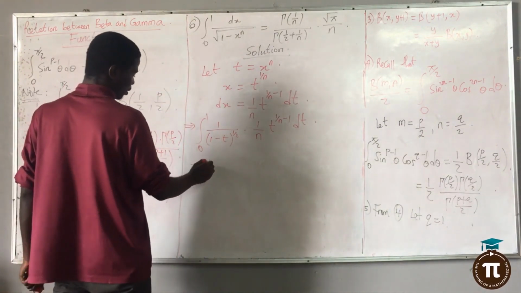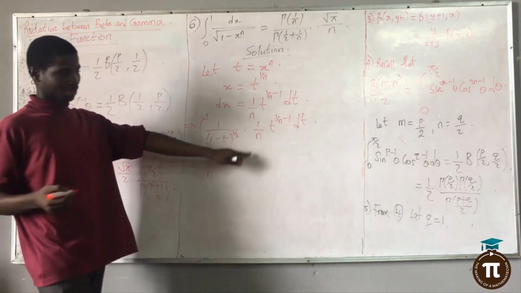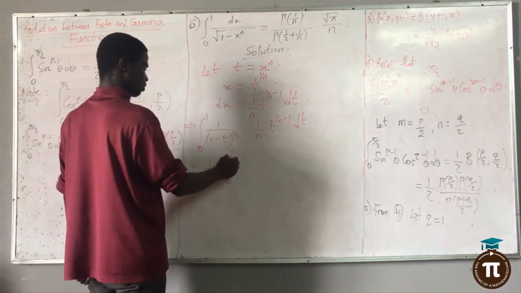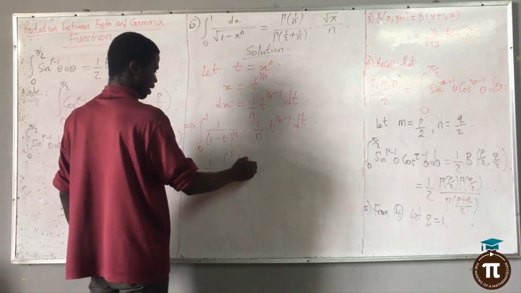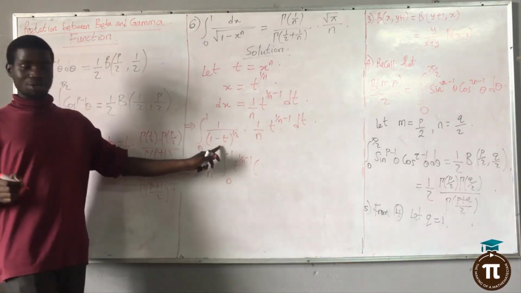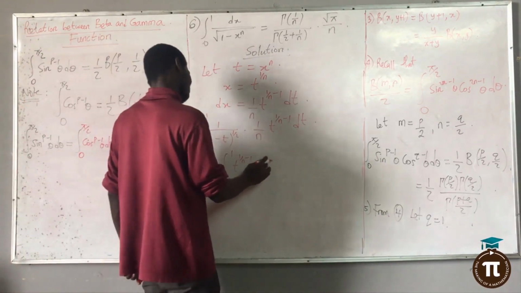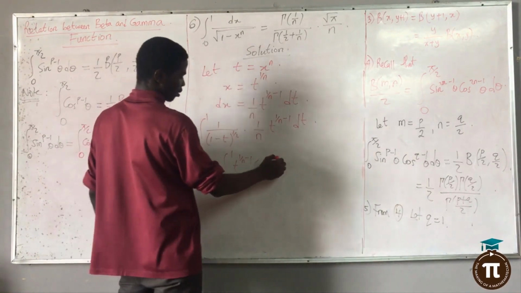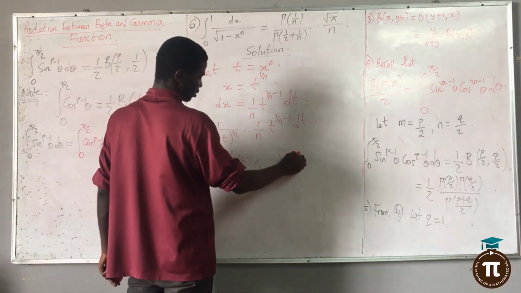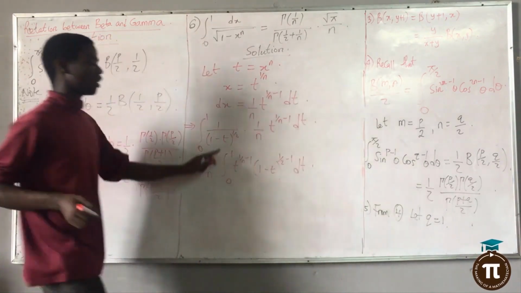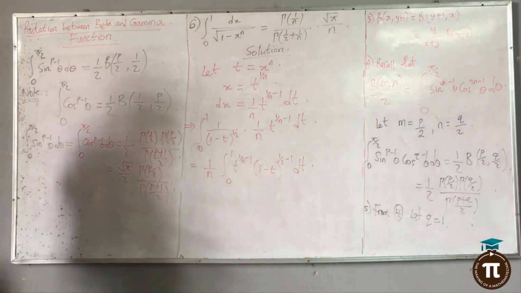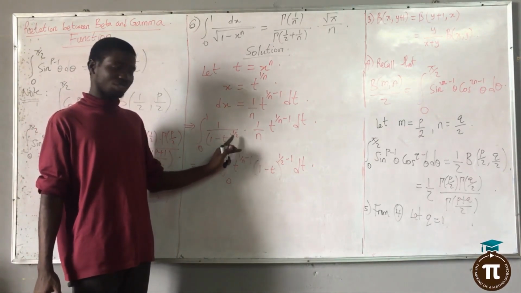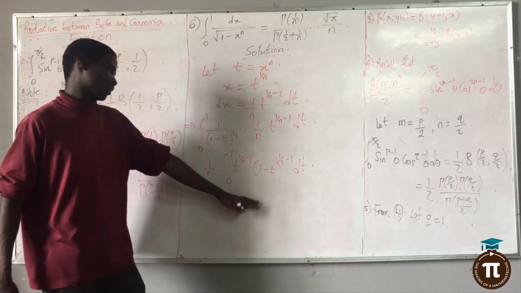So I will have 1 over n come out because it's a constant. The integral from 0 to 1 of this will be t raised to the power of 1 over n minus 1, then 1 over, 1 minus t raised to the power of 1 over 2 minus 1 as well. 1 over 2 minus 1 will give me negative 1 over 2, and negative 1 over 2 is exactly 1 over 1 minus t raised to the power of 1 over 2. That is why I've written that.